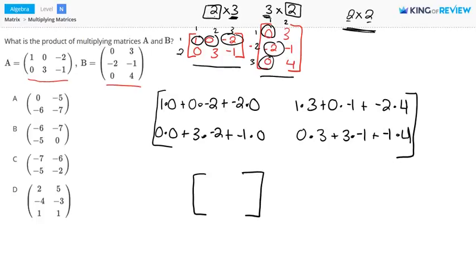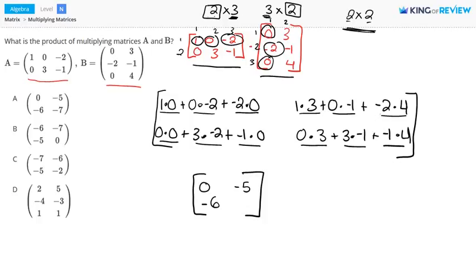So the first entry is 0 plus 0 plus 0. This gives us 0. The next entry is 0 plus a negative 6 plus 0. This is negative 6. Over on column 2, we have 3 plus 0 plus a negative 8. This works out to negative 5. And our last entry is 0 plus a negative 3 plus a negative 4. And this is negative 7.